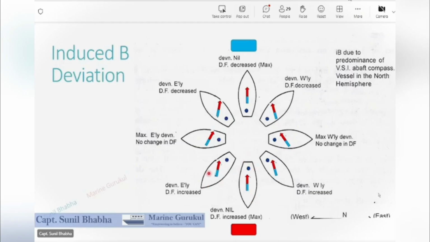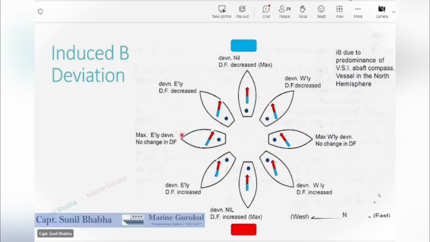When the ship heads southwest, the blue pole is to the northeast of the compass, and this blue pole attracts the red pole of our compass magnet, the compass needle, and it generates an easterly deviation now. So easterly deviation is generated.